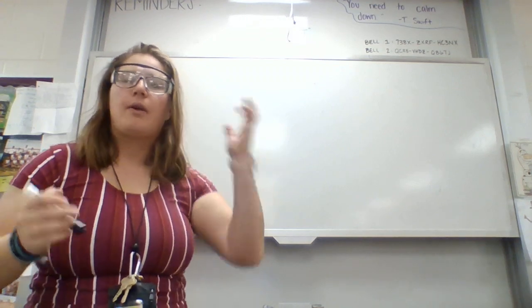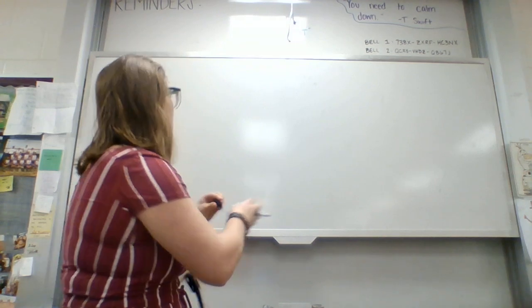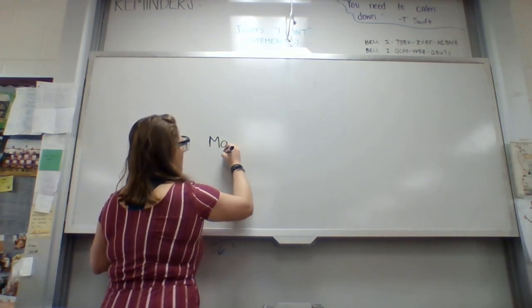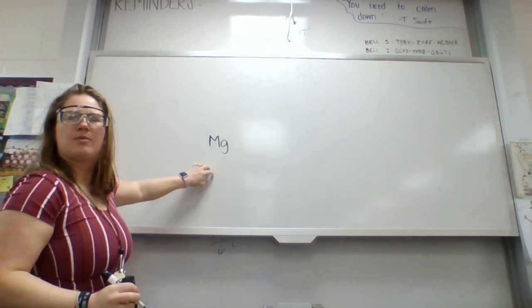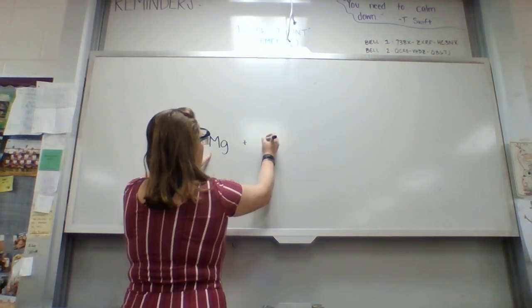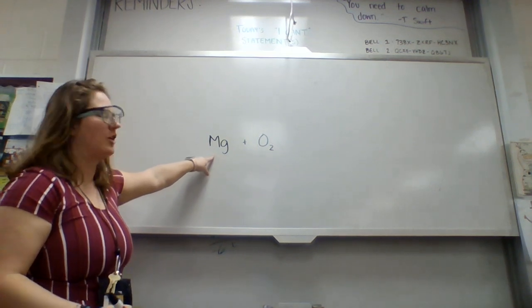So remember, synthesis is where we have multiple things on the reactant side and then one thing on the product side. So we'll have, our formula is magnesium. So we have our magnesium, and this is backwards, I realize that now, but you guys will be able to copy it down later. Magnesium is combining with oxygen. So Mg plus O2.